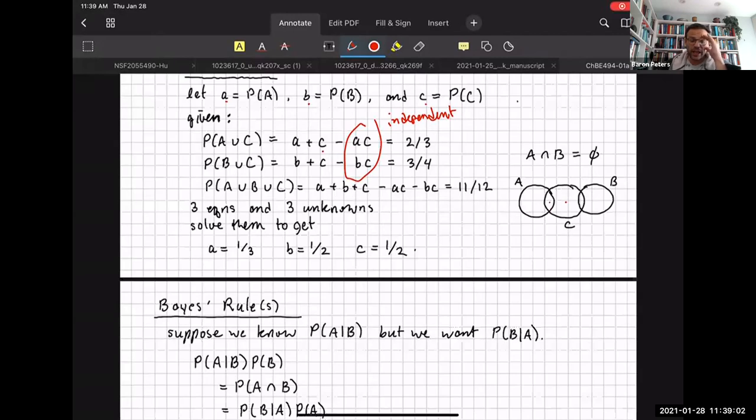Now for the third one, I have A union B union C. I have to be a little bit more careful this time. I'm going to start out the same way, inclusion-exclusion. I have A plus B plus C. I want to subtract the overlaps that I've double counted. So A overlaps with C, and it overlaps by an amount given by its independence. So I have A times C, minus the overlap with B and C, and that's a factor of BC. I don't have a factor of A and B in here. Why not?